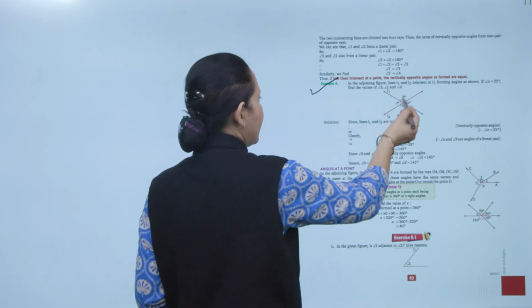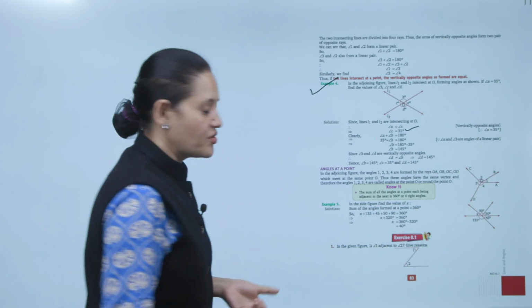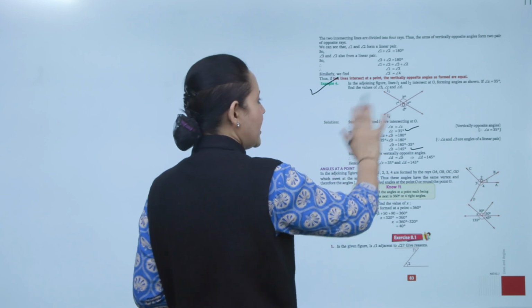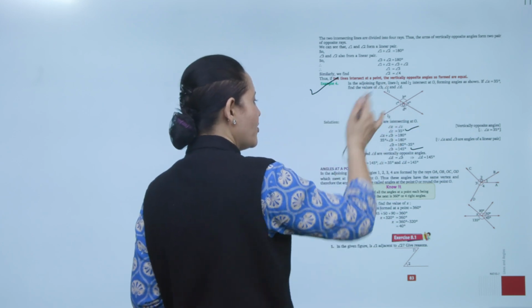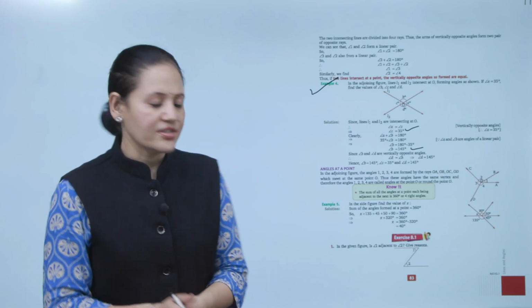We know that A and B are a linear pair. Their sum is 180 degrees. So B will be 180 minus 35, 145 degrees. Since B and D are equal, D is also 145 degrees. Clear? Next is angles at a point.